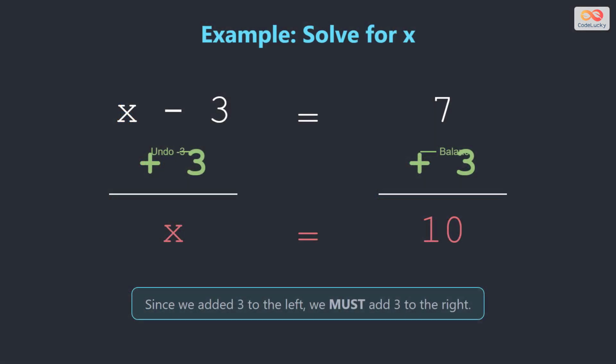Let's look at an example. We have the equation x minus 3 equals 7. We want x by itself. Currently, 3 is being subtracted from it. To undo minus 3, we add 3, but remember the golden rule? If we add 3 to the left side, we must add 3 to the right side. 7 plus 3 is 10, so x equals 10.